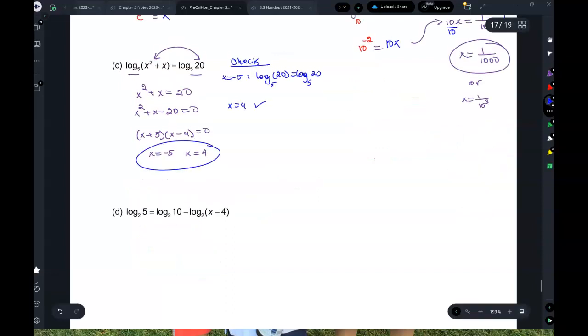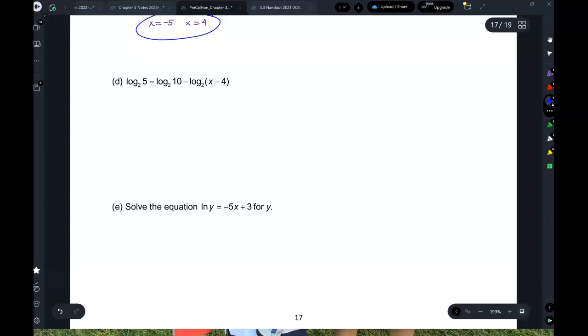Always check. Okay. So here, what are we going to do here? Do you guys remember? So you have a log there, which is fine. You have 2 logarithms here, so you have to condense first, right? So condense first.